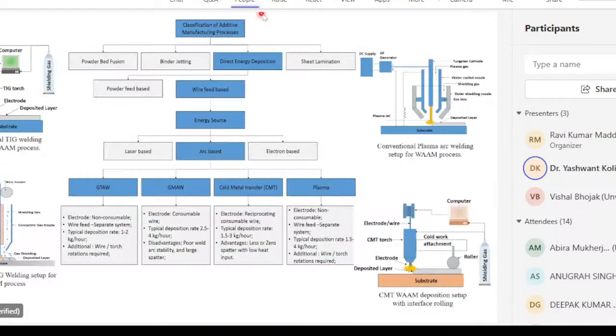So this is the classification of additive manufacturing. I've told earlier that there are seven families of additive manufacturing, but I've indicated only four here, depending on the type of materials: wires and powders. For our study, it is directed energy deposition. This is further classified into powder based and wire based, and wire based is further classified by energy sources into three types: laser, arc, and electron based.